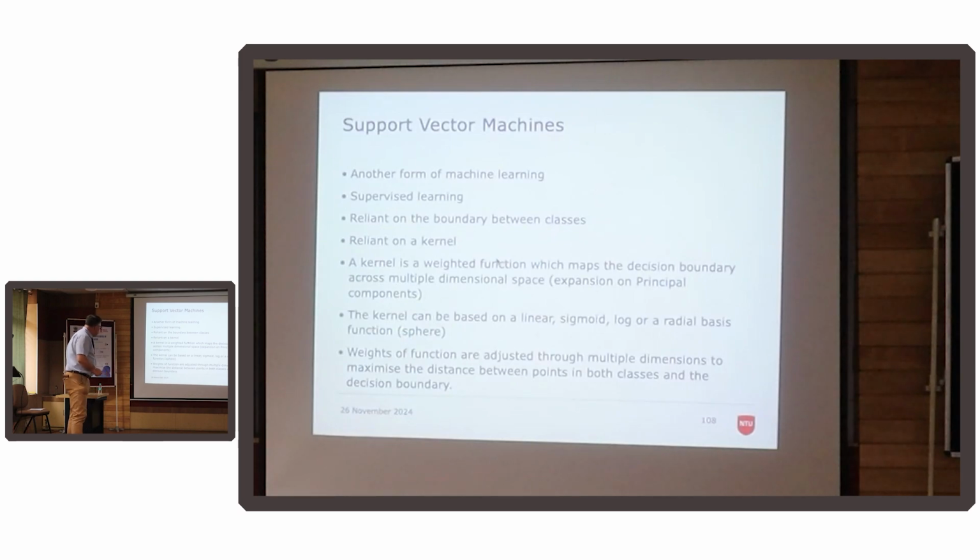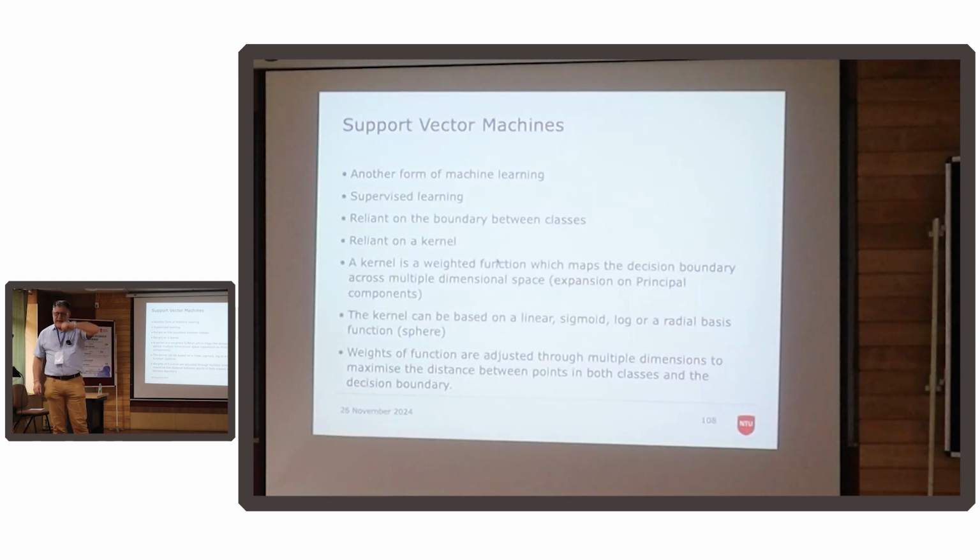And we can choose what type of function. Sometimes it might be a linear function, so that's where there's a straight line decision boundary between the groups. We can use a sigmoid, we can use a log, or we can use a radial basis function. Radial basis functions are quite interesting. They're contracting and expanding spheres. What that's trying to do is create a sphere or a couple of spheres which are trying to define the classes.